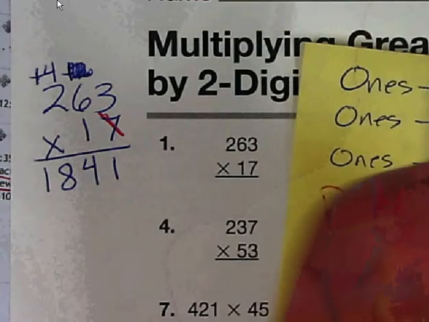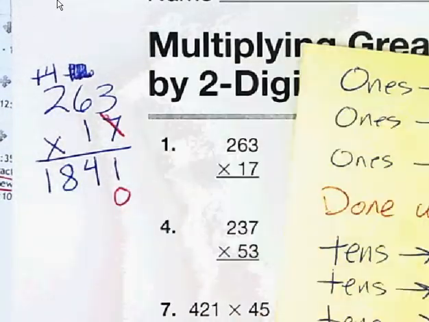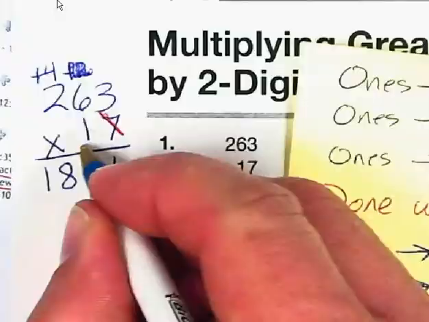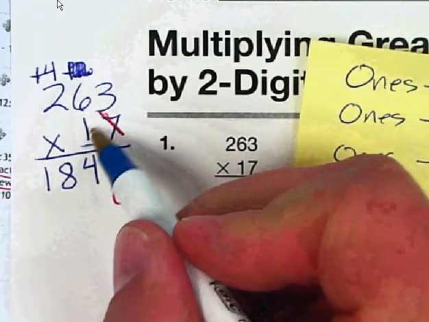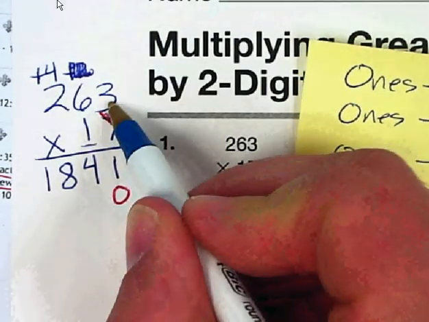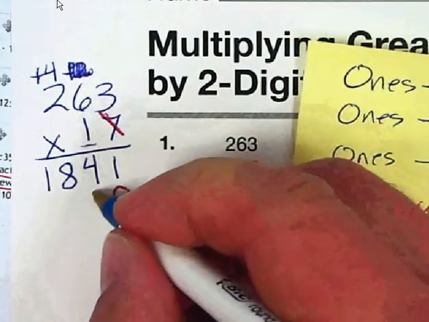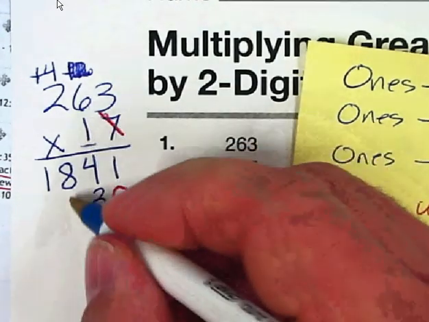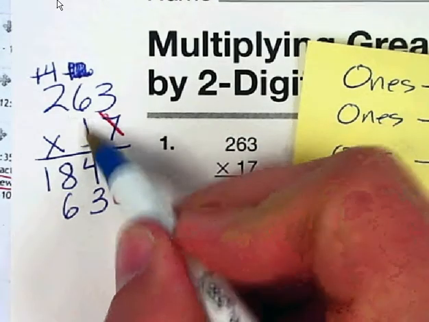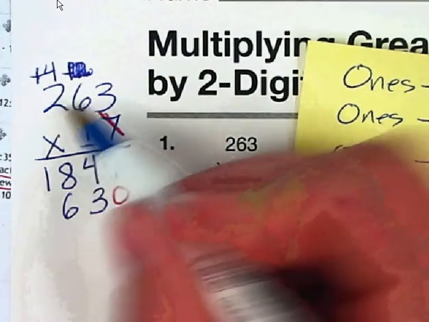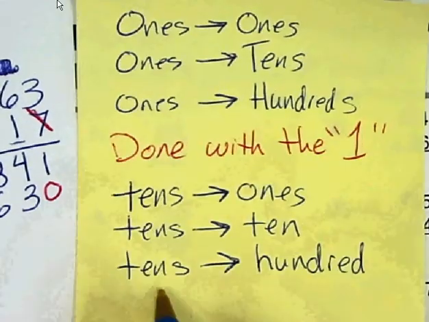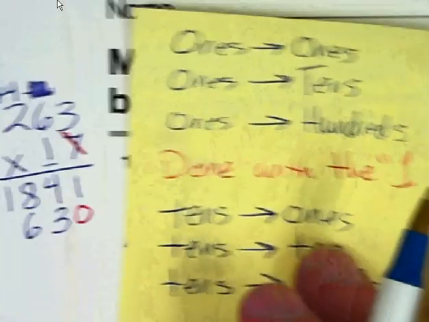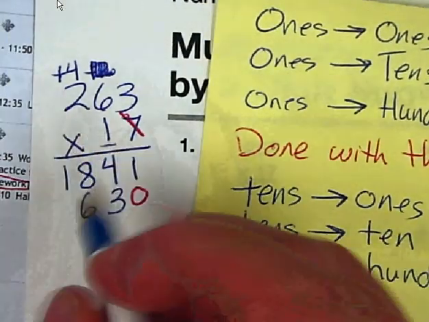And then of course we have to add our placeholder. So we're done with the ones, we've got our placeholder. Now we go on to the tens place. So tens to ones, 3 times 1 is 3. Tens to tens, 6 times 1 is 6. And then we're going to go tens to hundreds. Again, that's our new step. Tens to hundreds. Okay, so tens to hundreds, 2 times 1 is 2.